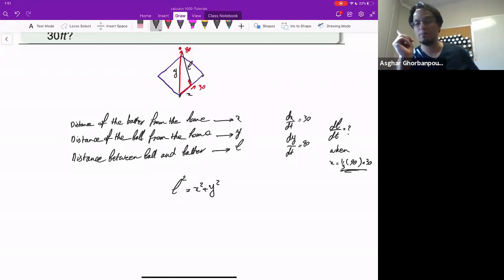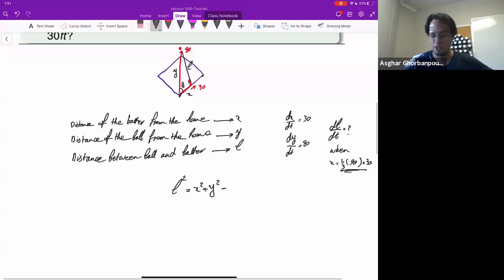But the generalization of the Pythagorean theorem is what is called the cosine formula. The cosine formula says that if the angle between x and y is theta, the relation is like this: L squared equals x squared plus y squared minus 2xy cosine of theta.